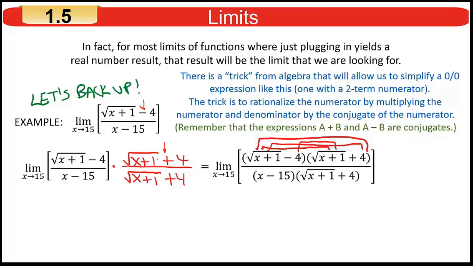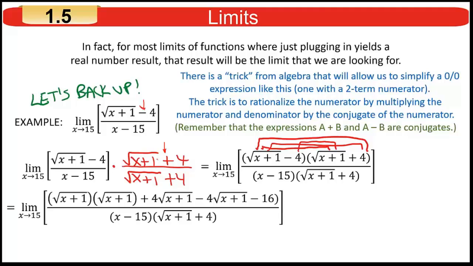Down bottom, you don't really need to multiply it out. You're focusing on the numerator. Just write the denominator as a product, but don't try to multiply it out. But up top, it's important to multiply it out because the whole idea of using this trick is to get rid of the radical in the numerator.